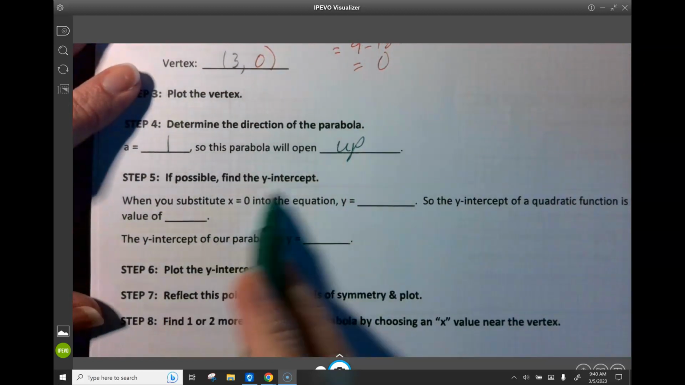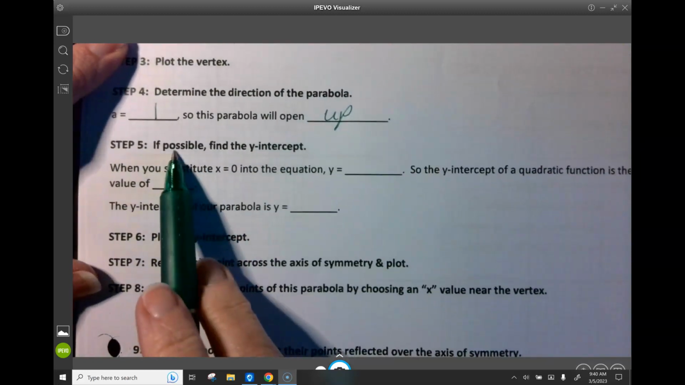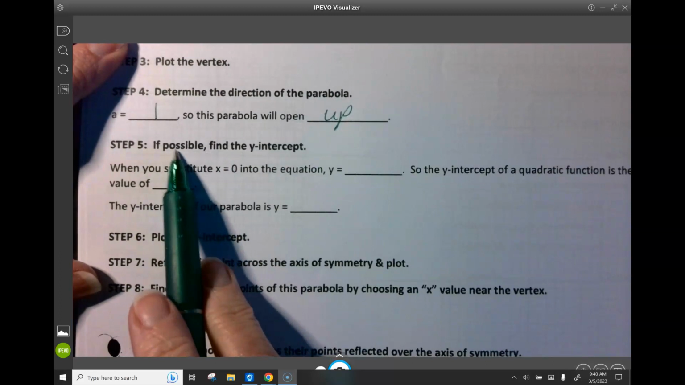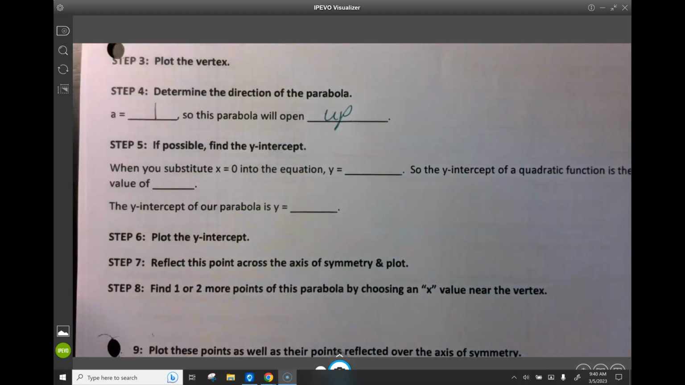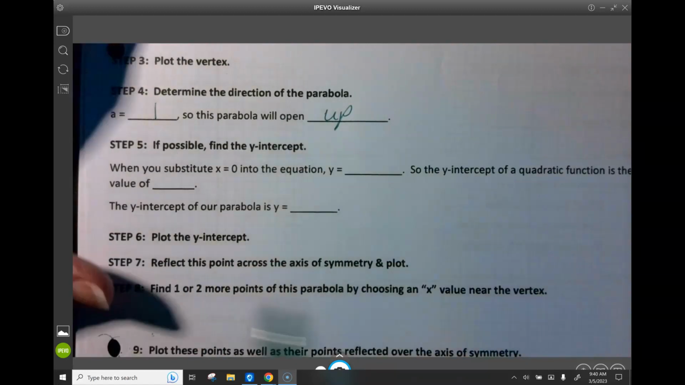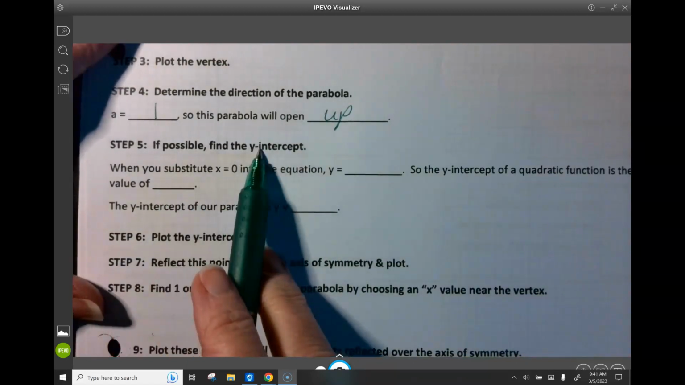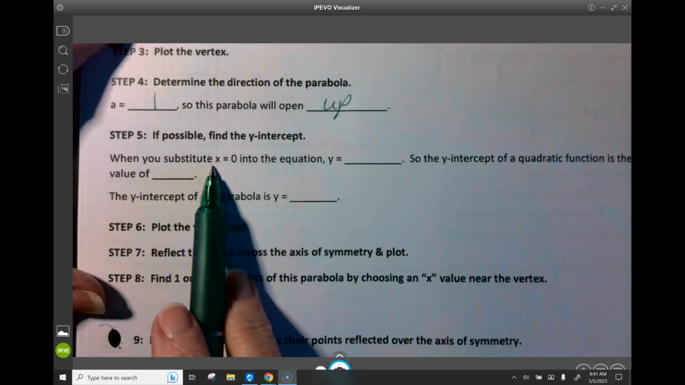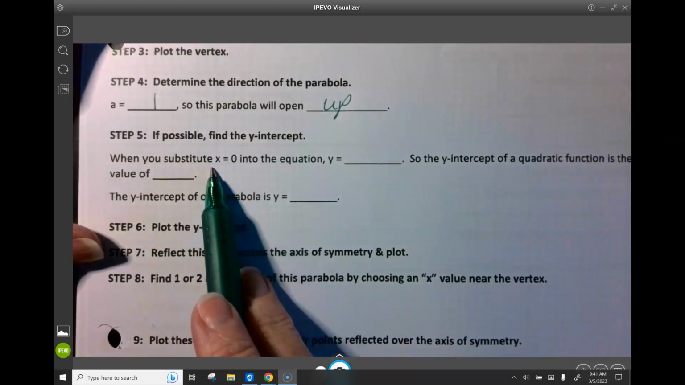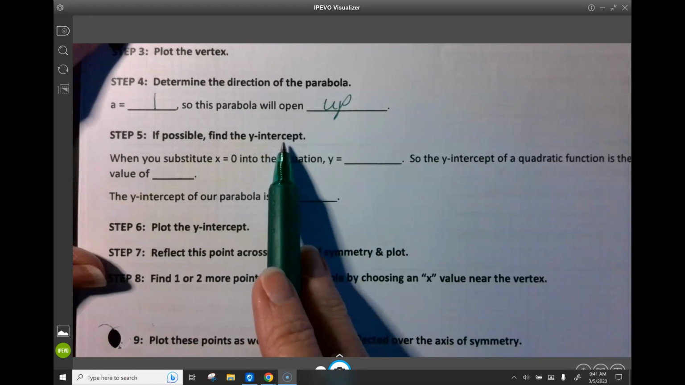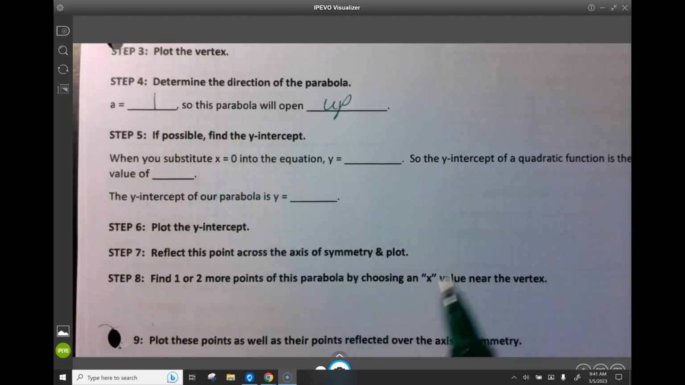Now, if possible, find the y-intercept. The reason we say if possible is because sometimes our y-intercept is not within our grid. It might be 15, it might be 25. But we're going to find it as much as possible. How do I find the y-intercept? That's right, we plug 0 in for x. To find the y-intercept, we're going to plug 0 in for x.